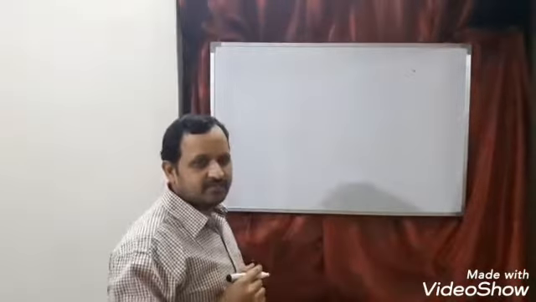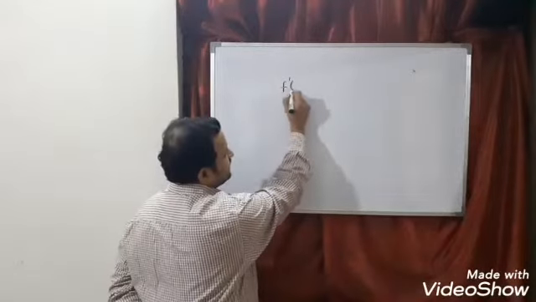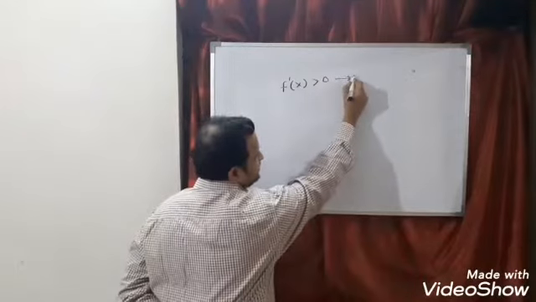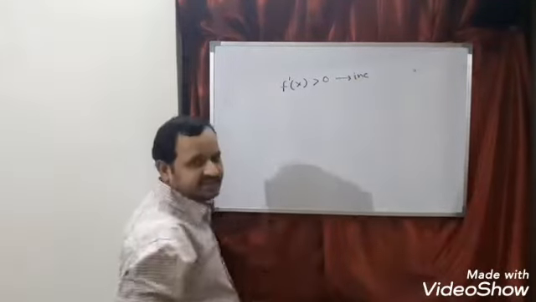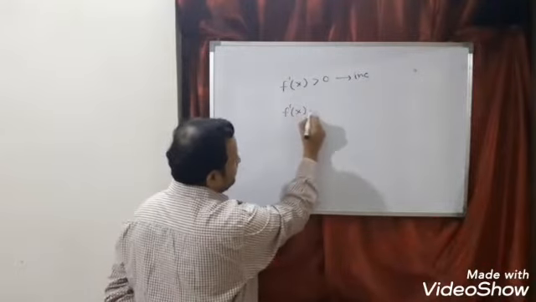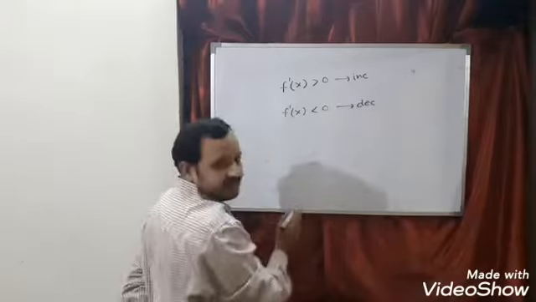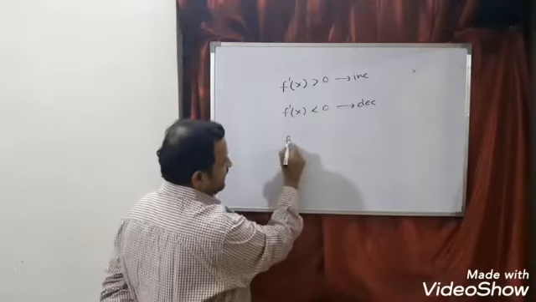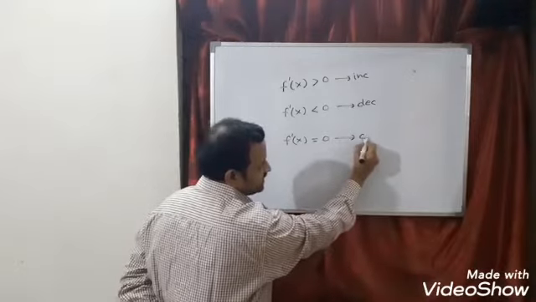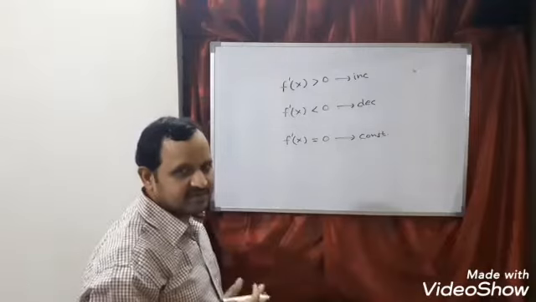So can somebody tell me what is the condition for increasing? Condition for increasing function is f dash x greater than 0. So this is the condition for increasing. Condition for decreasing, f dash x less than 0. This is the condition for decreasing. And f dash x equal to 0, this is the condition for constant. So this we have seen last day.